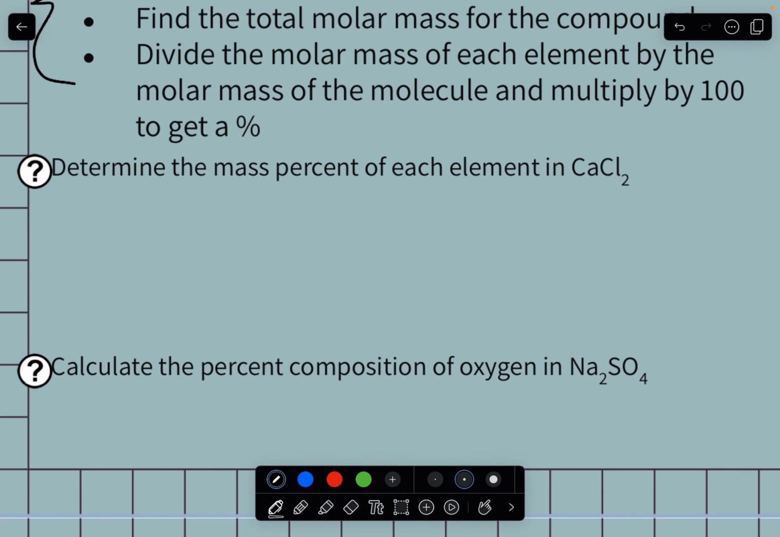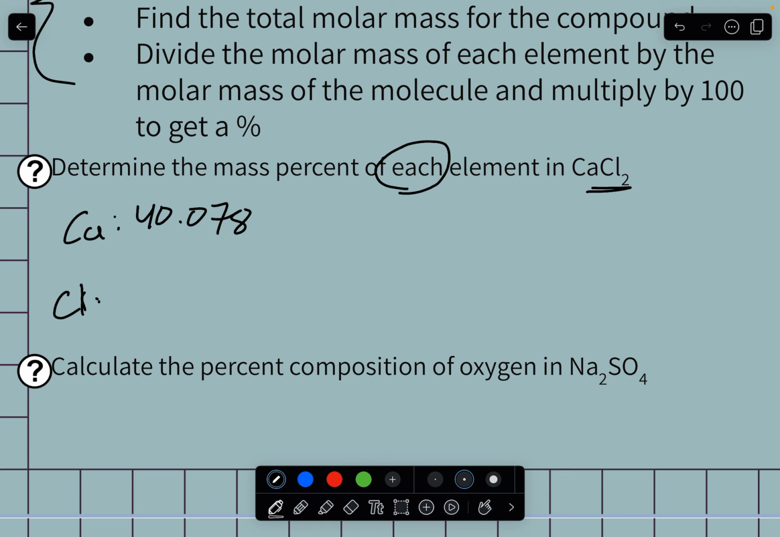Right, so if we're looking for each element, this first example here, we have calcium chloride, CaCl2. So we're going to split this up into two elements because we're looking for each element. So we have calcium and we have chlorine. Okay. So for calcium, the mass on the periodic table is 40.078. For chlorine, it's 35.453. But don't forget, in our compound, we had two of them. So we're going to multiply this by 2. We get 70.906.